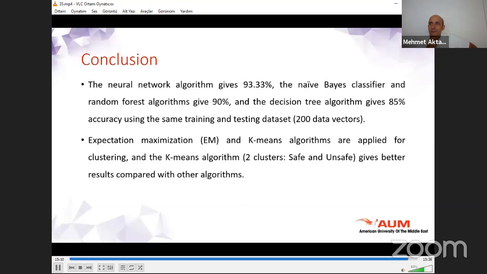To perform the clustering, we used expectation maximization and the k-means algorithm. The k-means algorithm did well with two clusters, one for safe and the other for unsafe, and gives better results compared with the other algorithms.